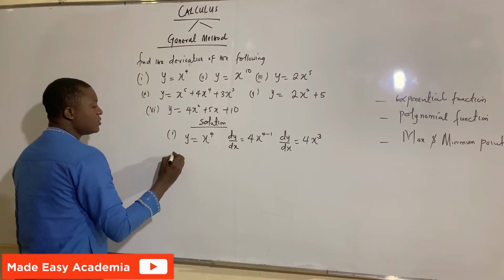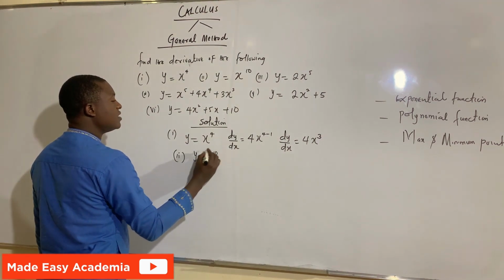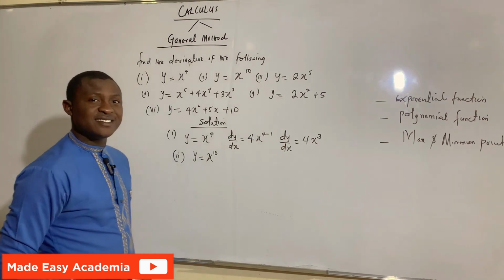Fine. So let's look at the second one. They say y is equal to x^10. Can you find the derivative of this? You see the same logic?